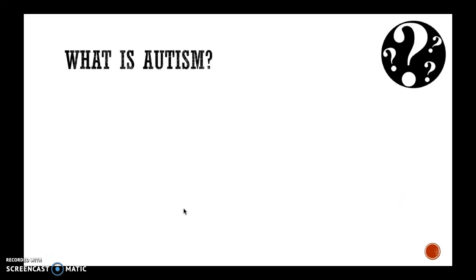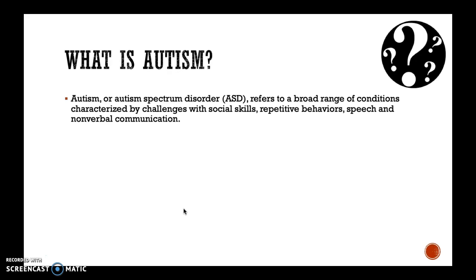First off, what is autism? Autism or autism spectrum disorder refers to a broad range of conditions characterized by challenges with social skills, repetitive behaviors, speech, and nonverbal communication. Spectrum condition. So this is a term that means every child with ASD is different. The severity of ASD can vary between children, and some cases can be more severe than others.